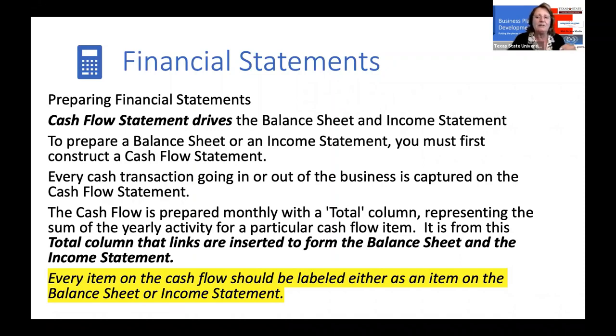The cash flow statement is done on a monthly basis. And then we're going to come up with totals at the end of the year. Those totals for the end of the year are going to go to either the balance sheet or the income statement, depending upon the type of expense it was. So if you're using Excel, the balance sheet and income statement numbers should automatically be generated from your cash flow statement. You should not be going in and manually putting those numbers into the balance sheet or the income statement.